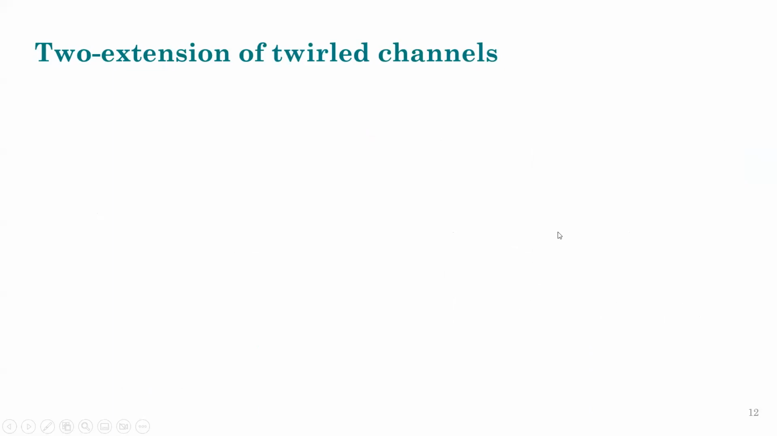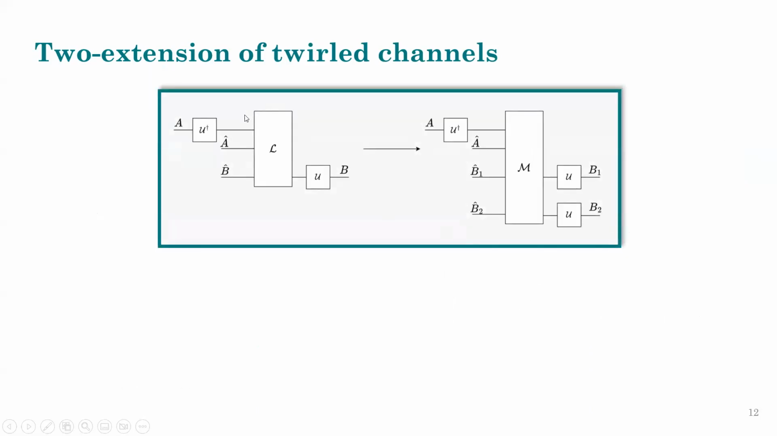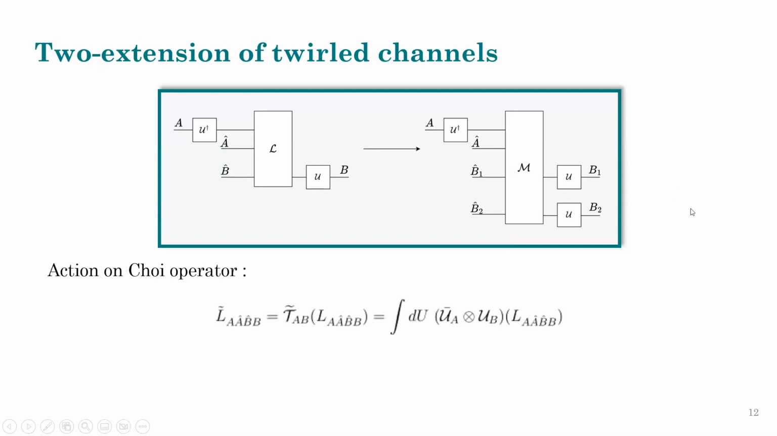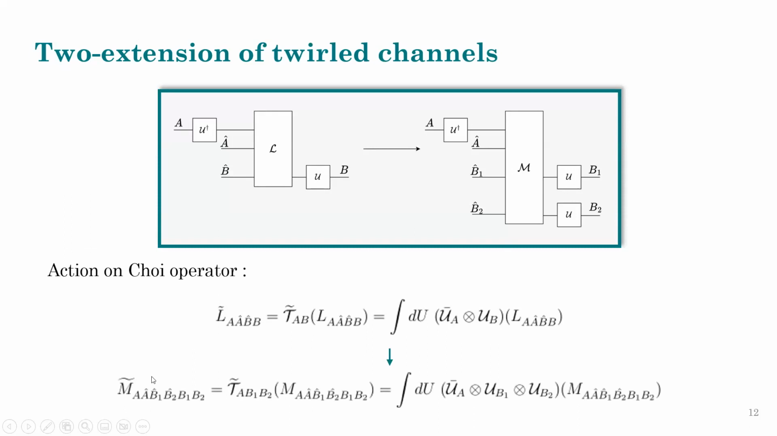So now, to be consistent with the two-PPT extendibility conditions, we look at the two-extension of the twirl channel. L was the original channel, and we apply these two unitaries. And so its extension is going to look like this. We can easily see that it follows all the conditions that we were considering. And so we can look at the action on the Choi operator of this problem. So L tilde is the Choi operator of the twirl channel. And if the extension of L tilde is M tilde, then this is the Choi operator of the twirl channel, and the optimal channel has to obey the symmetry that the Choi operator doesn't change under the action of twirling.